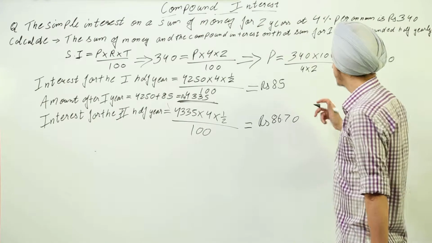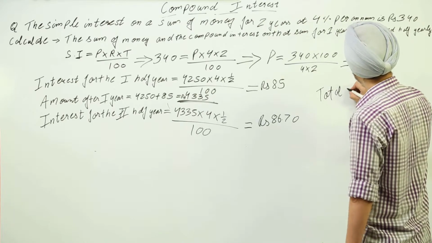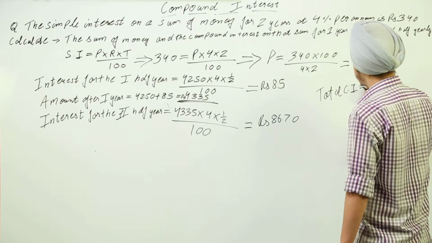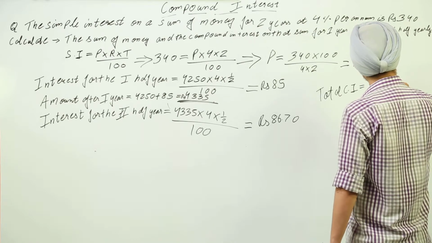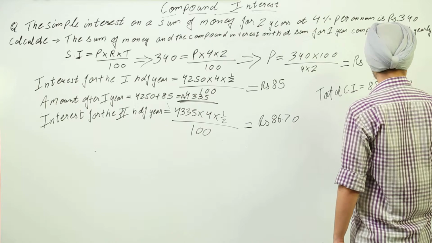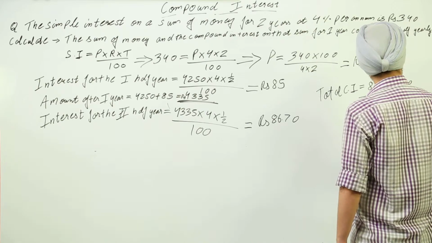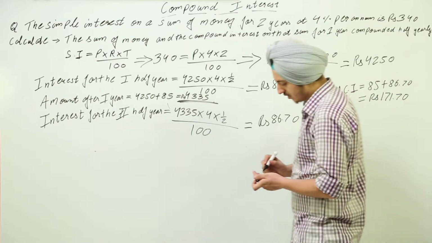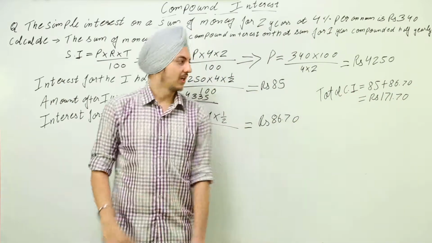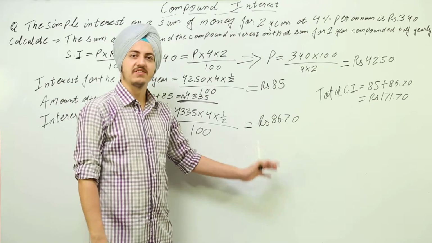So what is the total interest that we have to find? So the total compound interest is equal to 85 plus 86.70. This is equal to rupees 171.70. So the total compound interest comes out to be equal to rupees 171 and 70 paise.